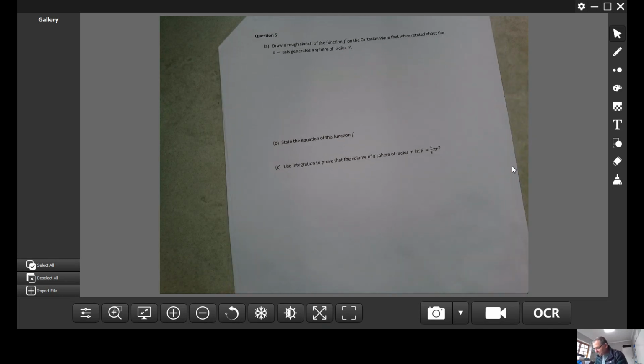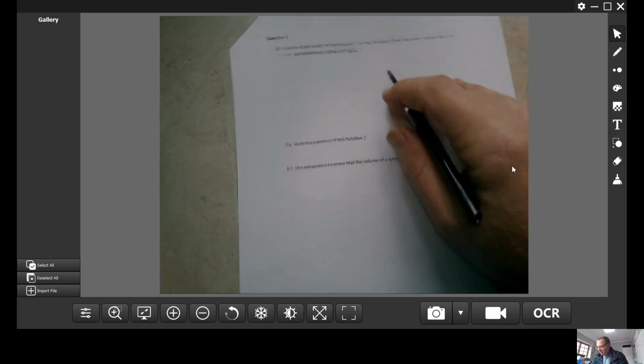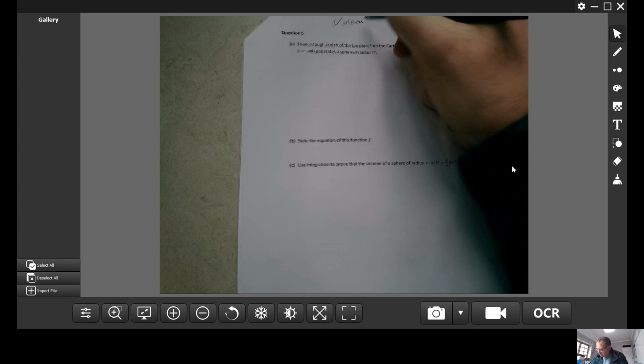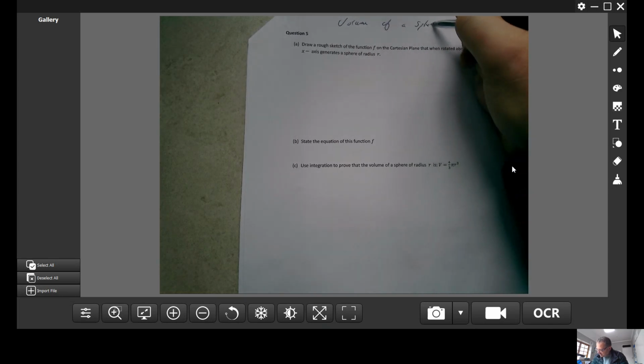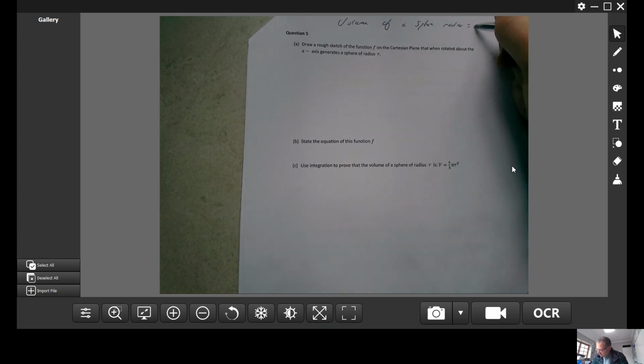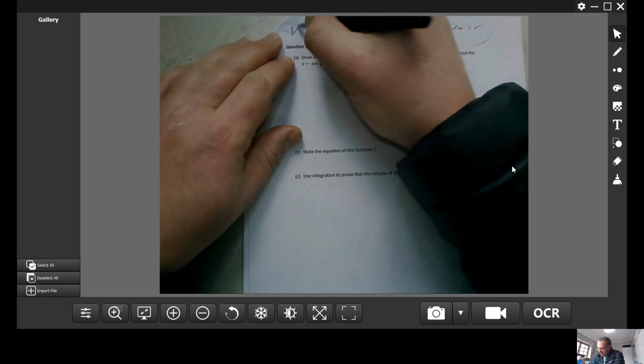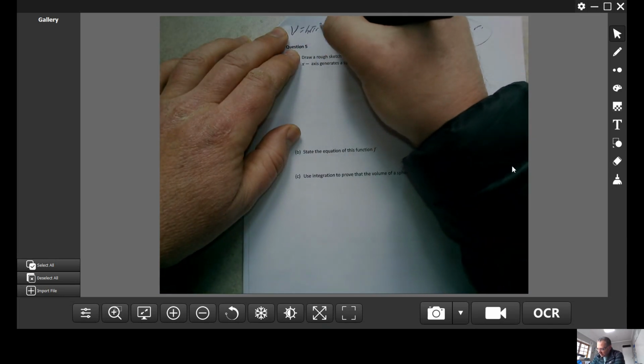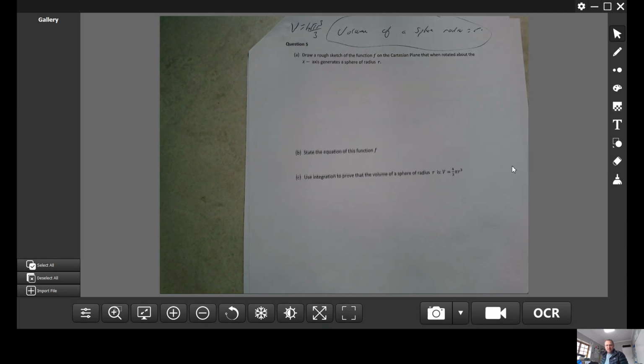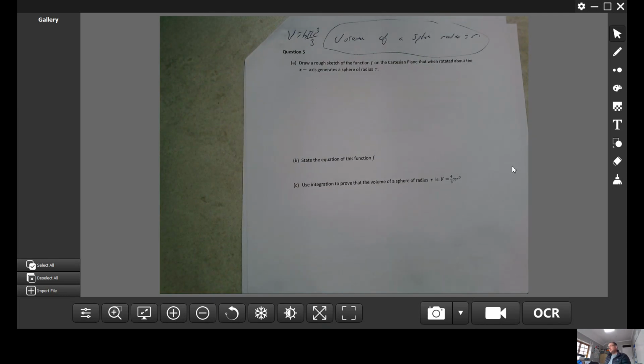So the objective here is to determine the volume of a sphere of radius equal to r. Find the volume of a sphere, radius r. You should have come across it at some point in your life, and the volume of a sphere is 4 pi r cubed over 3. So we're trying to prove that formula. A nice question would be to say, use integration to show that the volume of a sphere with radius r is 4 pi r cubed over 3.